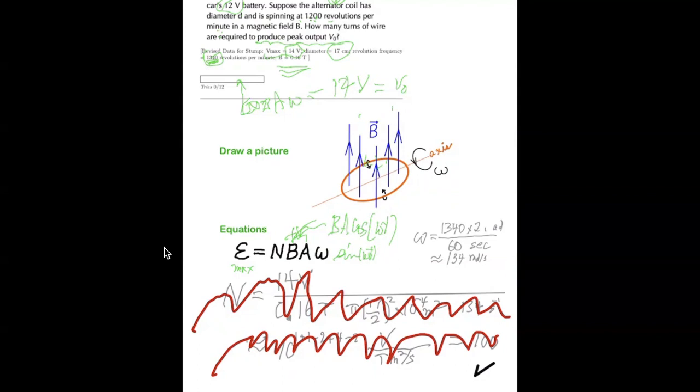Now we want to solve for N. That's what belongs in the box. So N will be E max, that's 14 volts, divided by BA omega. B is 0.16 Tesla, A is pi r squared. The diameter was 17 centimeters, so that's pi times 17 over 2 squared, centimeter squared, which we'll convert to 10 to the minus 4 meters squared. And then BA omega is in the denominator, so omega is roughly 134 per second.